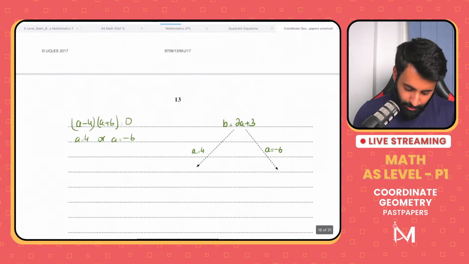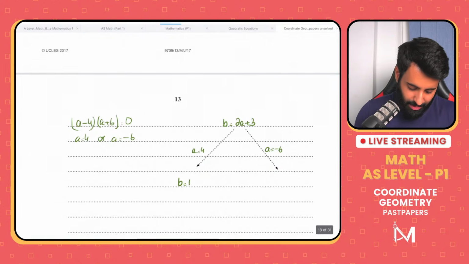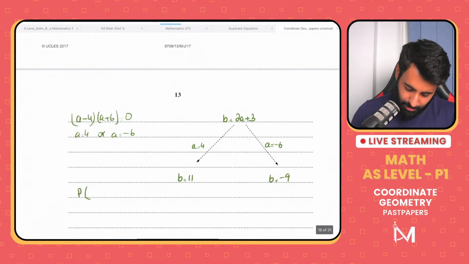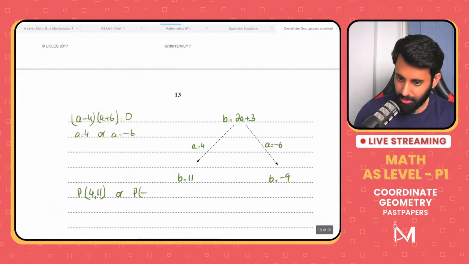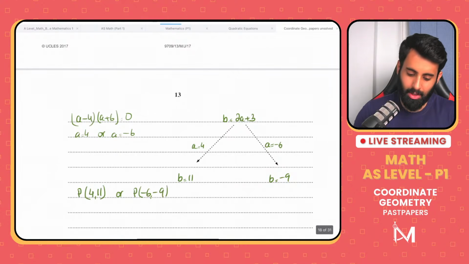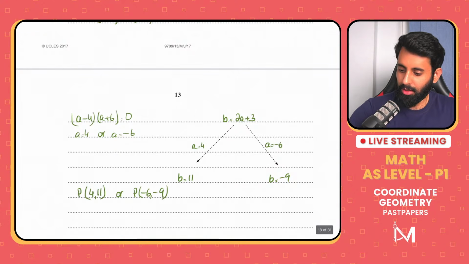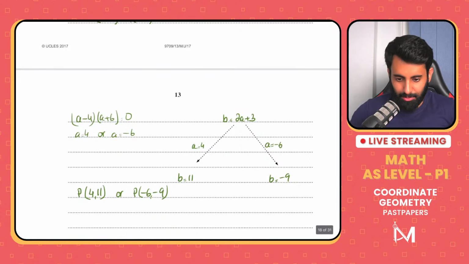If you plug in 4, 2 into 4 is 8. 8 plus 3 is 11. If you plug in minus 6, 2 into minus 6 is minus 12. Minus 12 plus 3 will be minus 9. And now you know that the coordinates of P are (4, 11) or P is equal to (minus 6, minus 9). So although this was a 6-mark question, it's not that difficult. No?